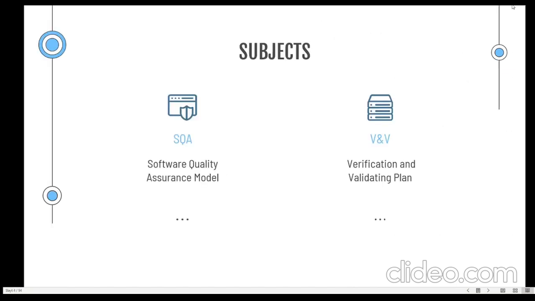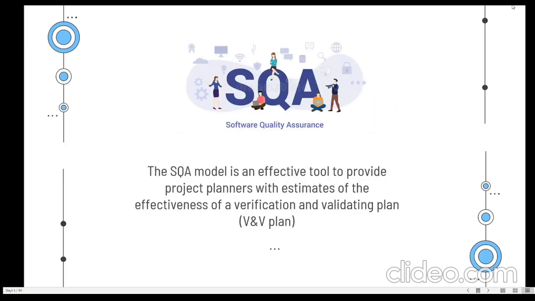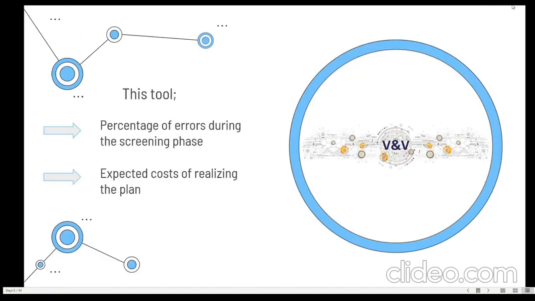Before I talk about my part, I want to make an introduction about the software quality assurance model and verification and validation plan. The software quality assurance model is an effective tool to provide project planners with estimates of effectiveness of a verification and validation plan.